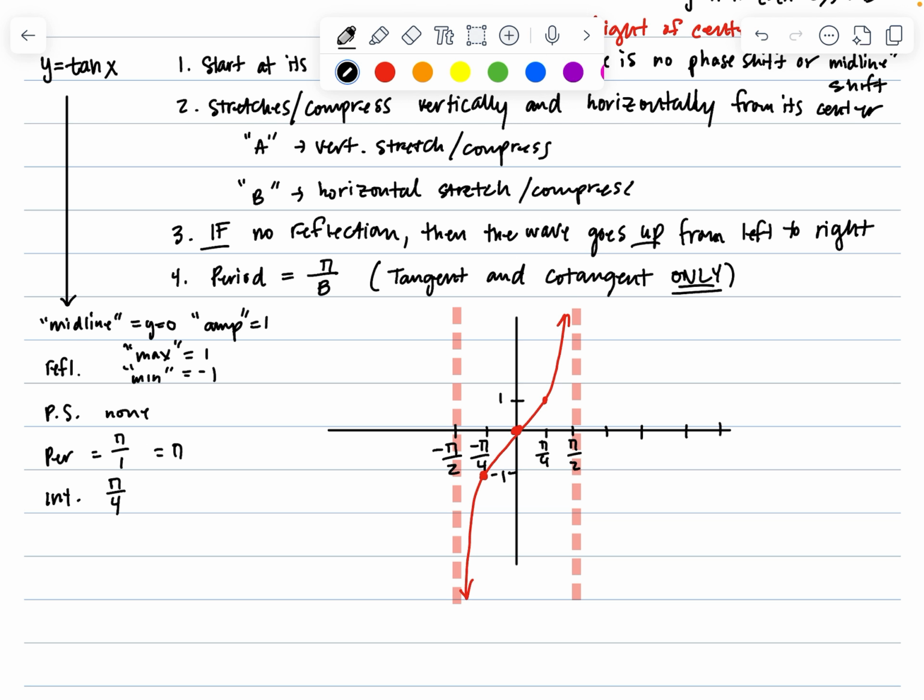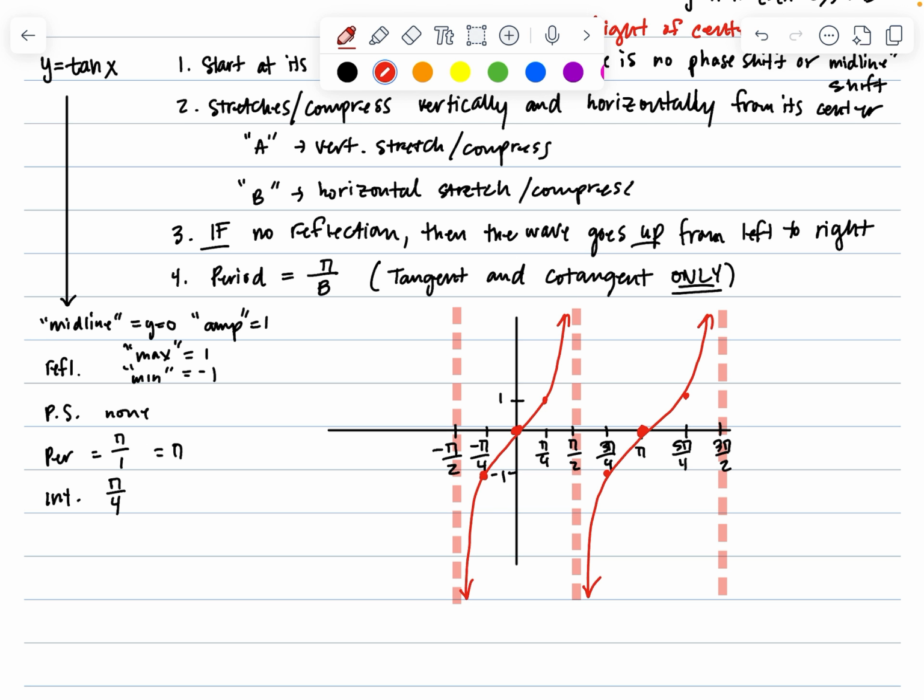So if I continue to add intervals of pi over 4, then we would have 3 pi over 4. We would have pi. We would have 5 pi over 4. And then we would have 6 pi over 4, which becomes 3 pi over 2. And then we would have another vertical asymptote there. We would plot more points. This is the center of this new tangent wave. We have 2 units to the left and to the right, and it goes up from left to right. So at 3 pi over 4, it would hit -1. At 5 pi over 4, it would hit 1, and we would have another tangent wave.